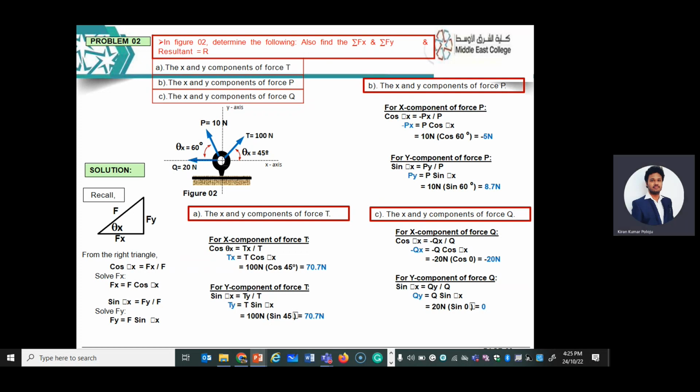Is it clear? And if any force is acting on this line, it will be 0 because that is the datum line. So this is the simple thing that you have to remember. Otherwise, you may get doubt about how much angle to be taken. Is it clear? This is how to calculate the X and Y component force for each point P, T and Q.